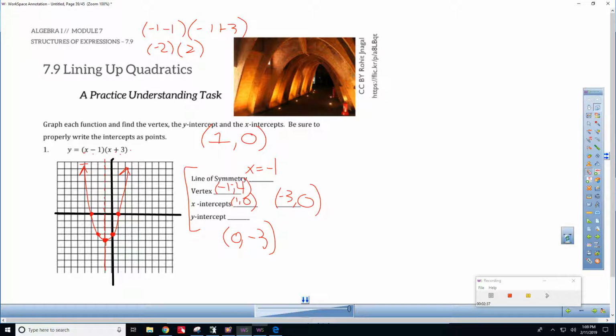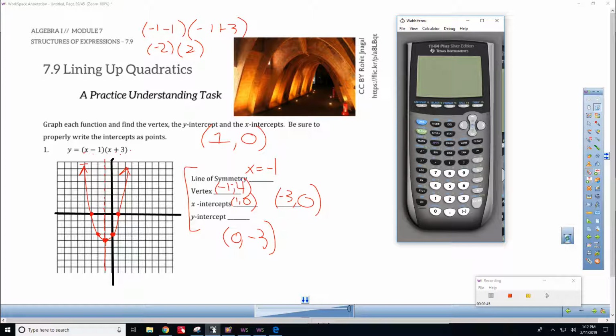Now, I will try to do these using your graphing calculator and not using your graphing calculator. So let's say I wanted to do the same thing in my graphing calculator. Well, oops. I could just type it in. So y equals x minus 1 times x plus 3. Close it. Okay. Graph it. Let's see if the graphs look the same. Well, that pumps me up.